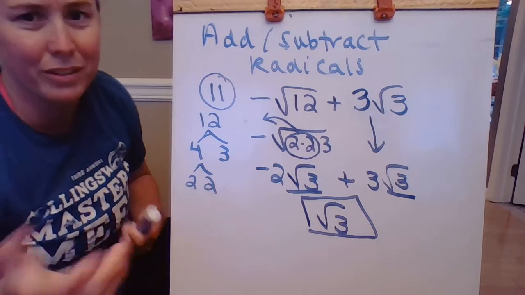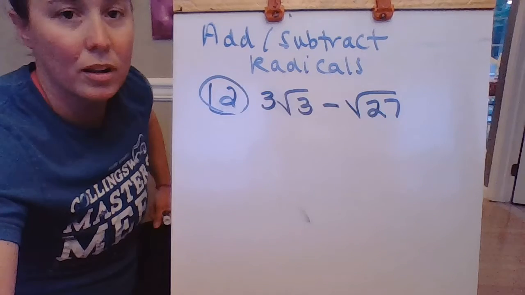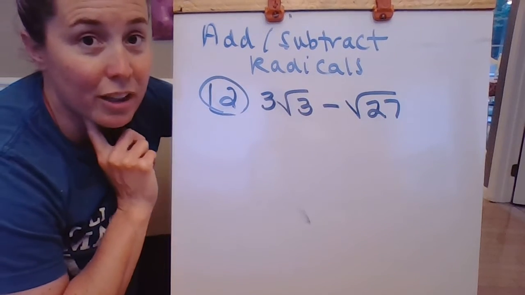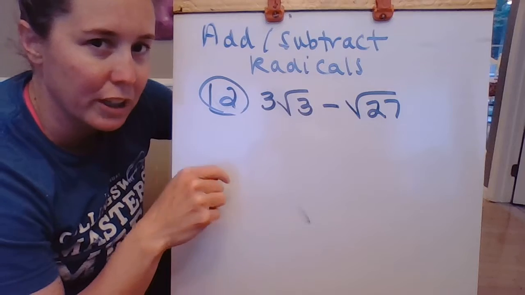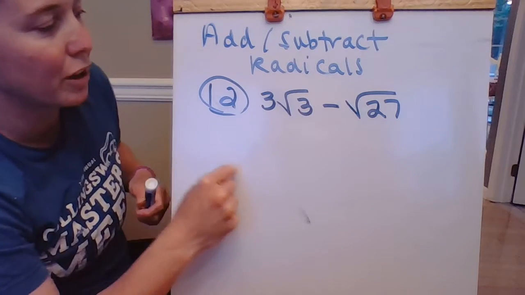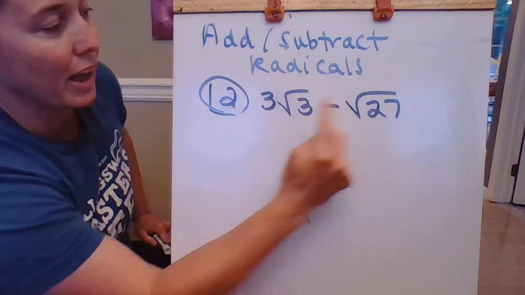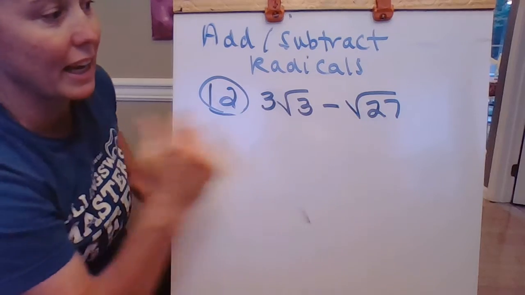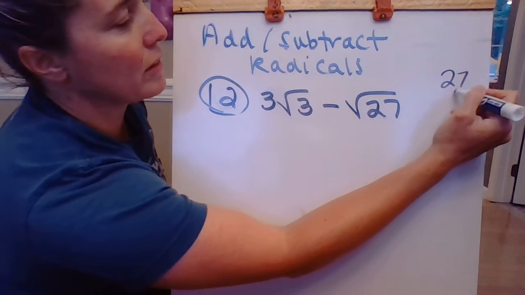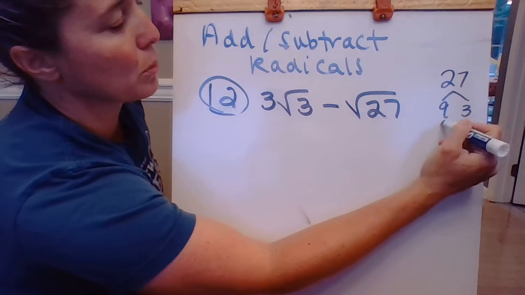All right, number 12. And this time I'm actually going to pause it. I decided to do number 12 because the answer is kind of tricky, so let's look at that final answer when we're finished. We do not have the same radicand. Can I simplify? I can. So let's simplify that 27. That would be 9 times 3.